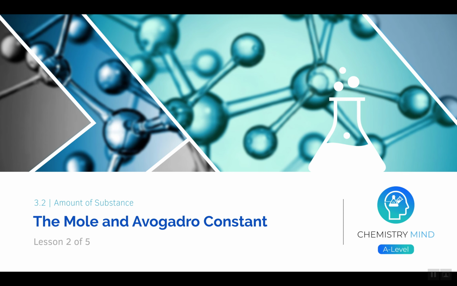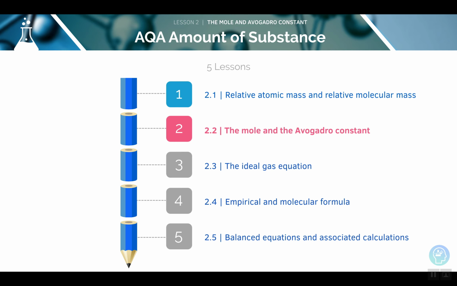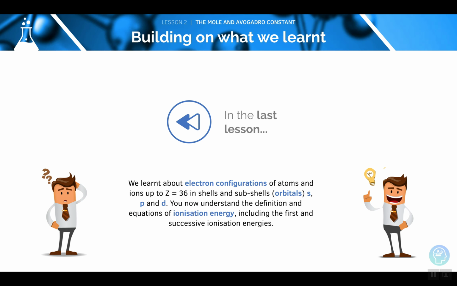Welcome to lesson 2 of 5 in this tutorial, covering the mole and Avogadro's constant. This is the second in our set of 5 tutorials on the topic amount of substance. In the last video, we looked at the electron configurations of atoms and the definitions of ionization energy.